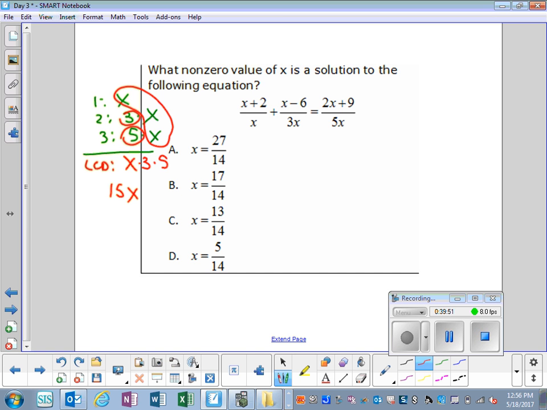Now comparing my least common denominator, all these factors that I took down, with the denominators that I have, I'm figuring out what is missing. Yes?